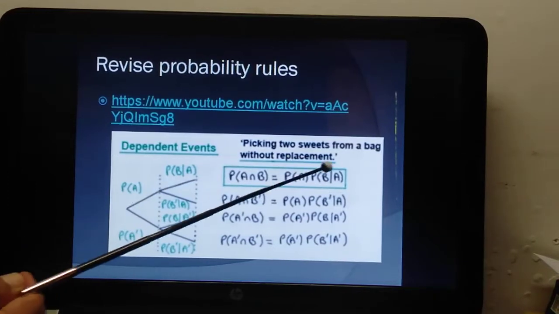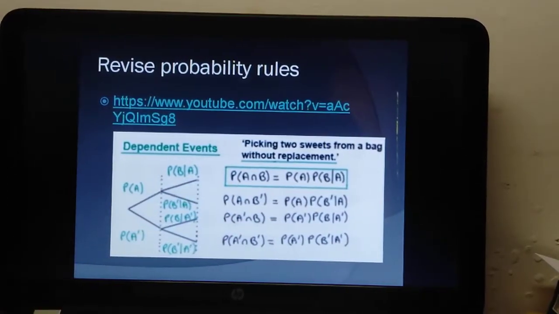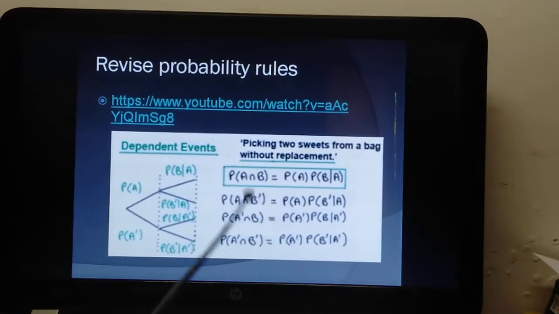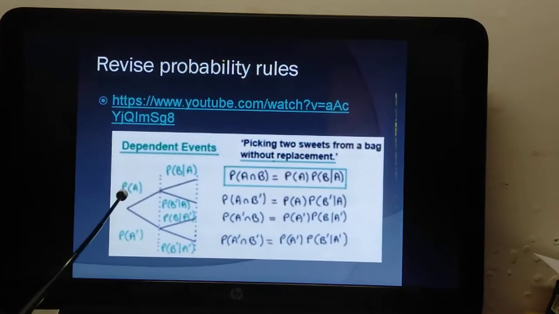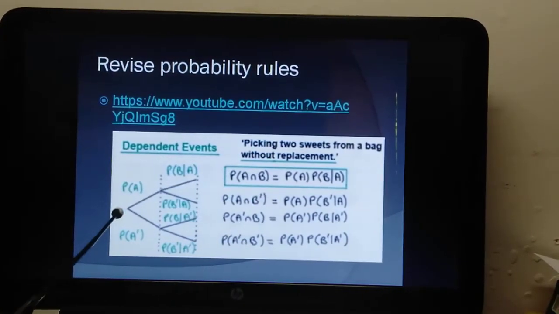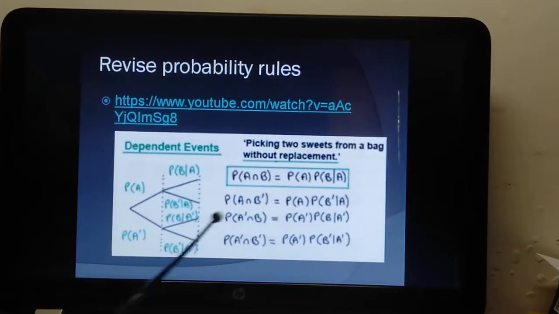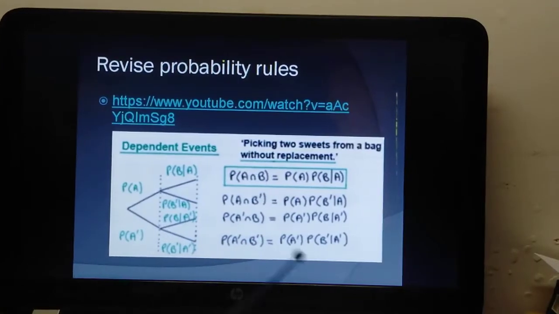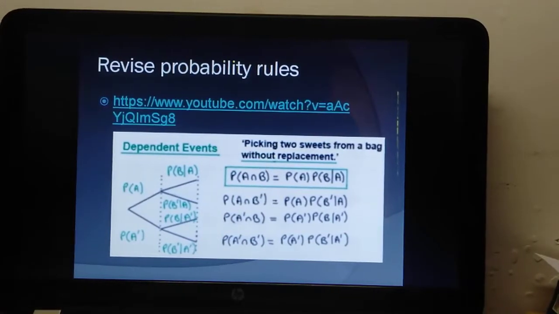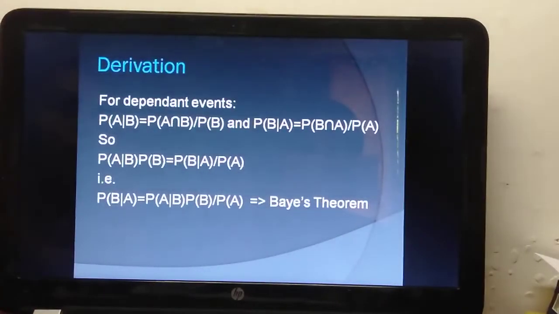This is one rule which we need to remember when we are deriving the Bayes theorem. The rest of the things is just like if we want the probability of A and not B, then you have to follow this path. Not A and B, this path. Not A and not B is this path. So that is the rest of the formulas. Now this is what I need. Now let's look at the derivation of Bayes theorem.